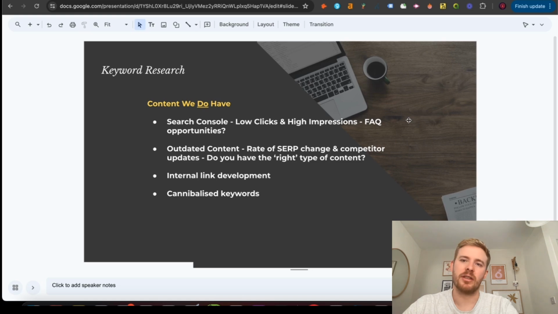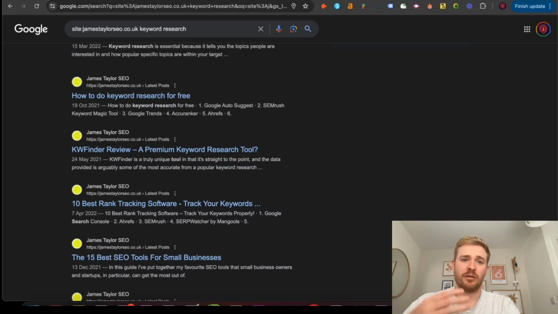So I guess internal link development isn't strictly part of keyword research, but I think it is quite an interesting way to start to look at content opportunities on your site. For example, here, if I was looking at introducing more keyword research articles to my site, I can see what I've already got, but also what the internal link opportunities could be within the content that I already have. So I've already got this aged content, it's getting traffic.